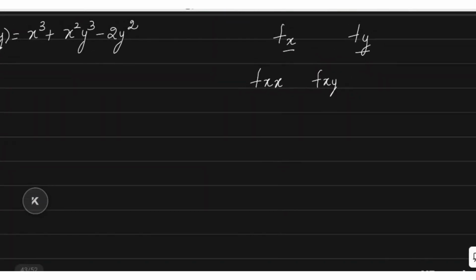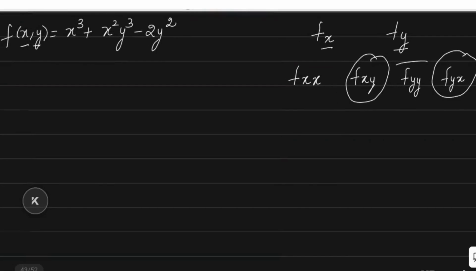Again coming here, fy can be again differentiated with respect to y, and fy can be differentiated again with respect to x. Okay, so what we observe is we have two first derivative and four second derivative. Out of the four second derivative, these two terms fxy and fyx, they would be equal. So it is enough if you either find fxy or fyx. But in this example, we'll check whether fxy and fyx are both same.